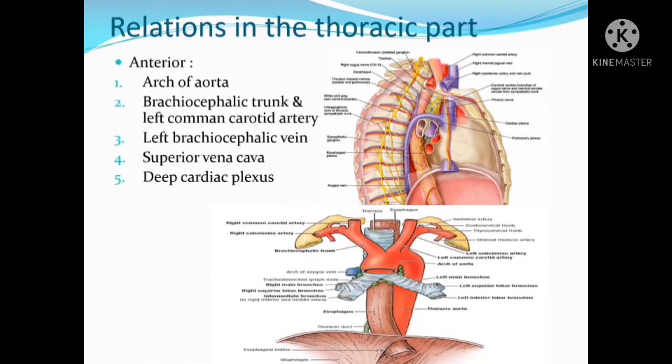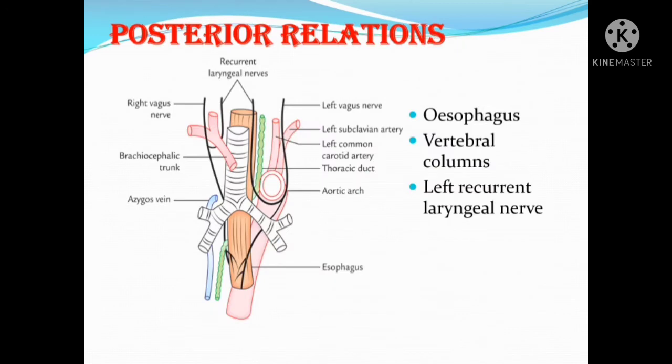Coming to the relations in the thoracic part of the trachea, anteriorly it is related to the arch of aorta, brachiocephalic trunk, left common carotid artery, left brachiocephalic vein, superior vena cava and deep cardiac plexus. The posterior relations are the esophagus, vertebral column and left recurrent laryngeal nerve.